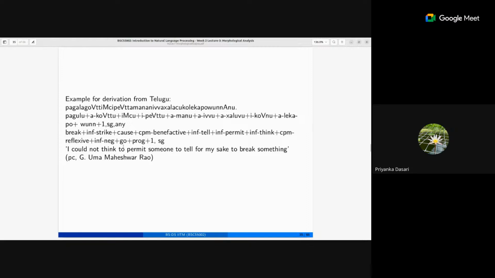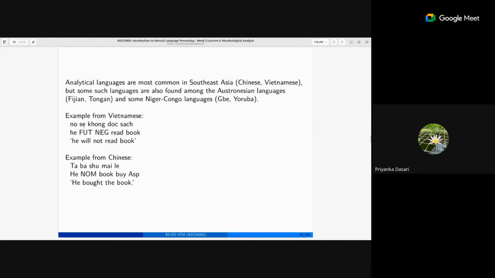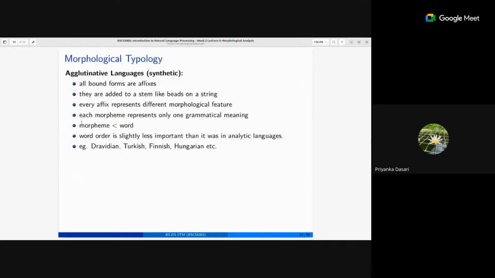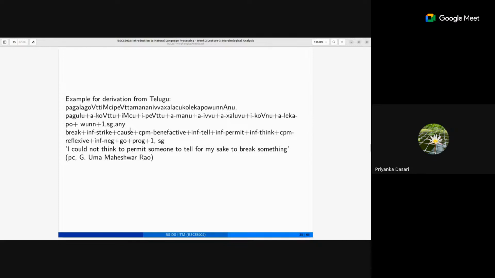In analytic languages, you can see there are different individual words. But here one individual word has different meanings, so different morphemes are attached. So it all conveys one meaning. It can be finished in one word. In English it can be one sentence. It gives one complete action.